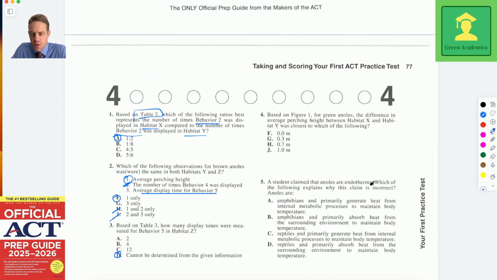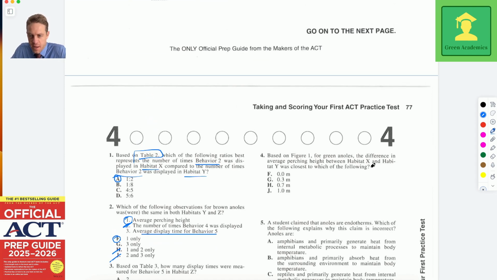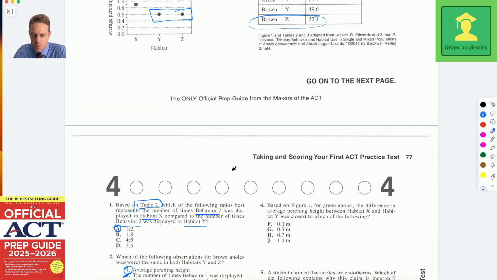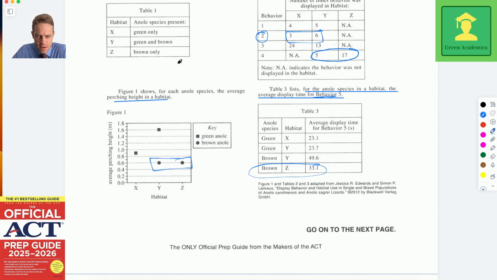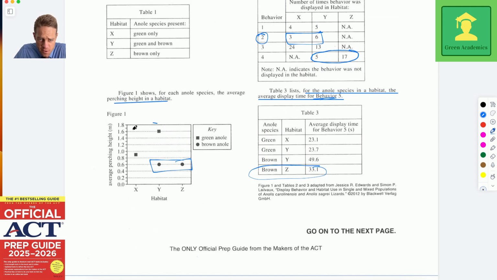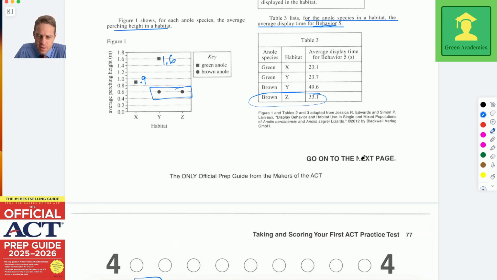Okay. Based on figure 1, for green anoles, the difference in average perching height between habitat X and habitat Y was closest to which of the following? Figure 1 for green between X and Y. So that's the squares here and here. I would have just interpolated and approximated as 0.9 and 1.6, which should be 0.7, right?